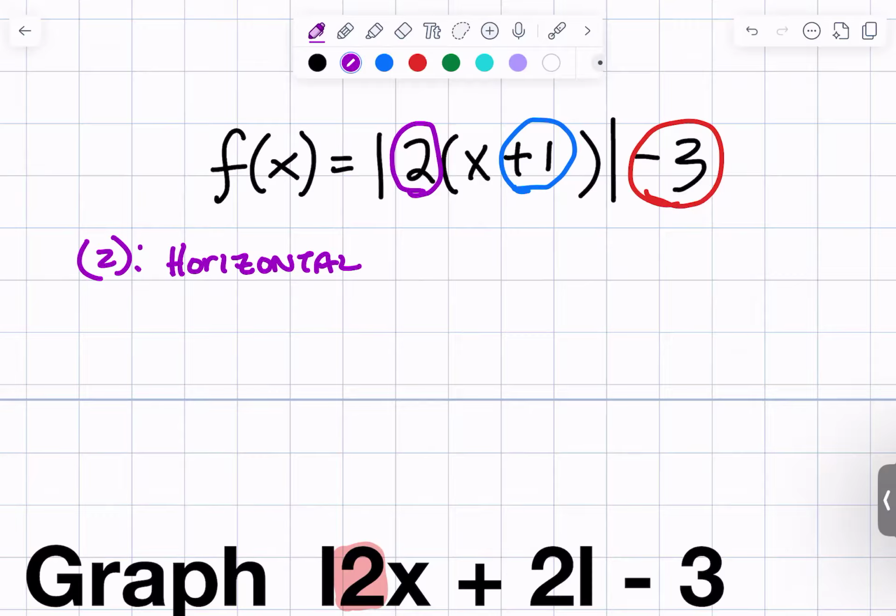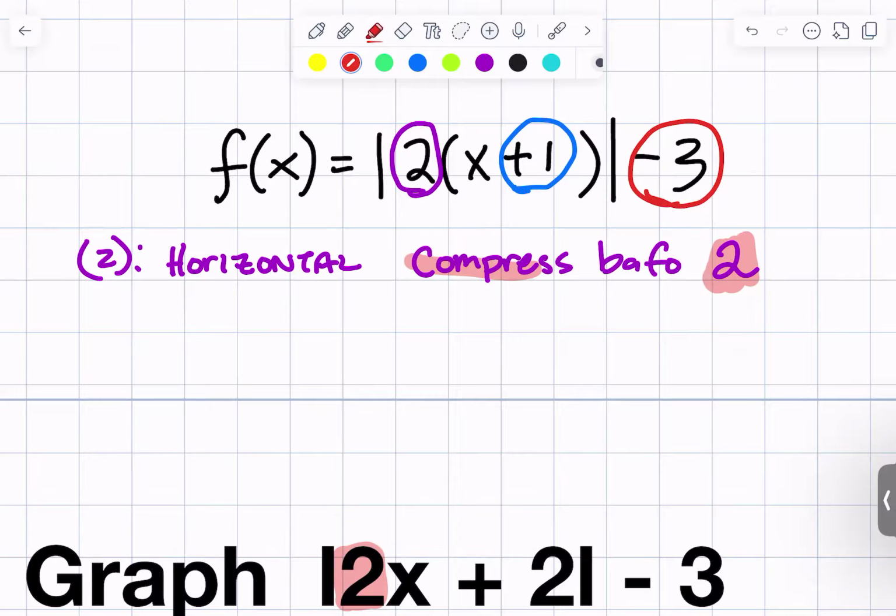So this is a horizontal compress by a factor of 2. Compressing already makes it smaller, right? So this number here will always be a whole number. It'll never be a fraction, okay? So the fraction is represented already by the compress. It gets smaller because I'm compressing, okay? It'll get bigger because I'm stretching, okay? So it's a horizontal compress by a factor of 2.